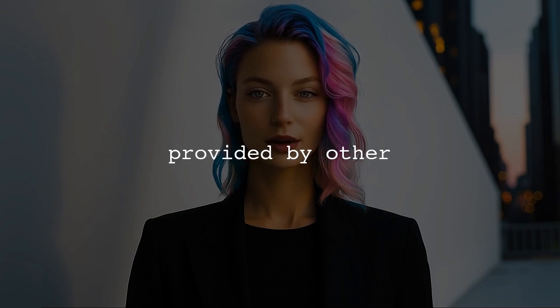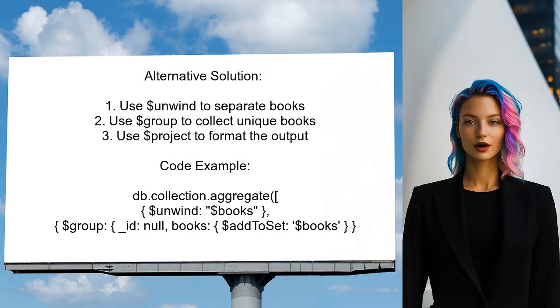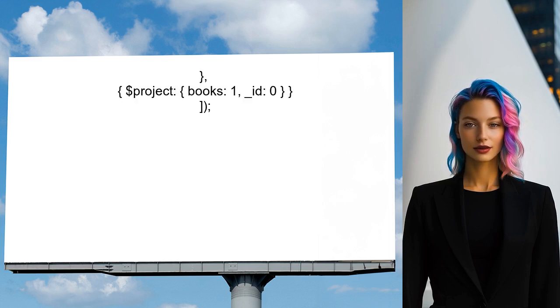Now let's look at the answers provided by other users. An alternative solution provided by a user suggests using the MongoDB aggregation framework. They recommend 3 main stages. First, unwind the books array to create a separate document for each book. Next, group the results to collect all unique books into a single array. Finally, project the results to display only the books without the document ID.